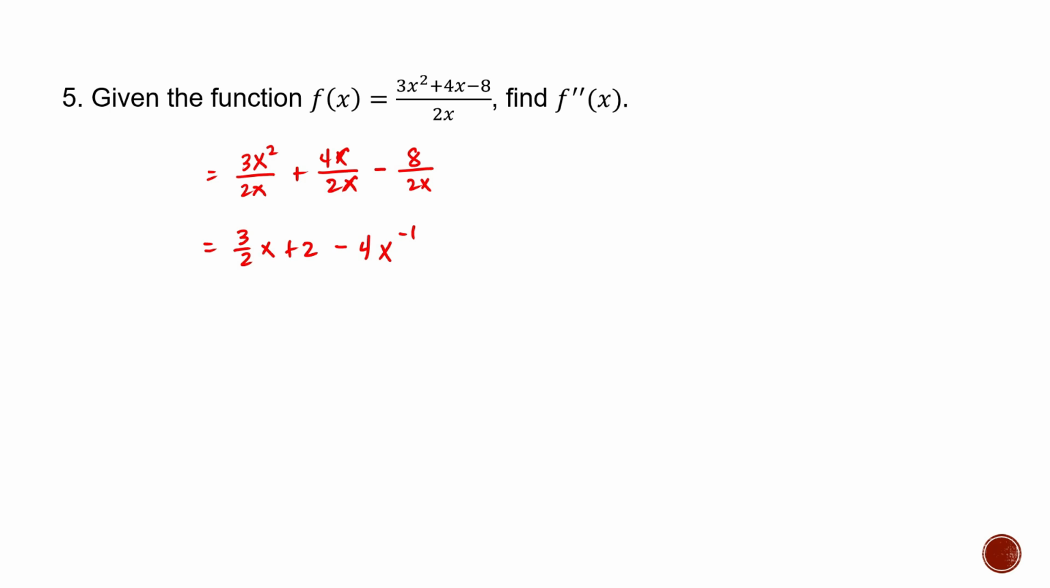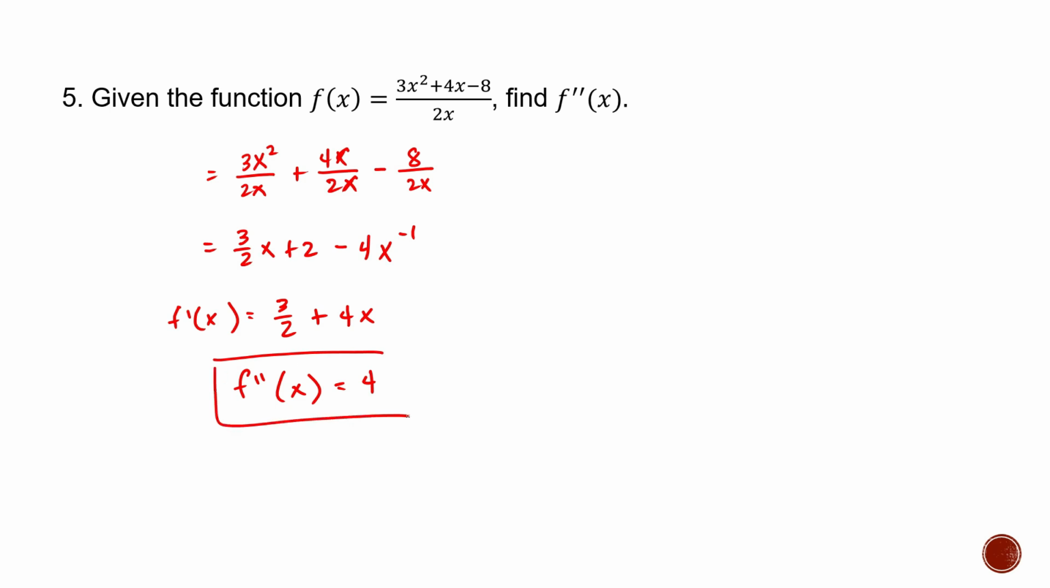Let's find the first derivative of this one. This is 3 over 2 plus 4x. Okay, and now for the second derivative, that'll be equal to 4. So I believe it's a lot easier if you do that rather than using the quotient rule.